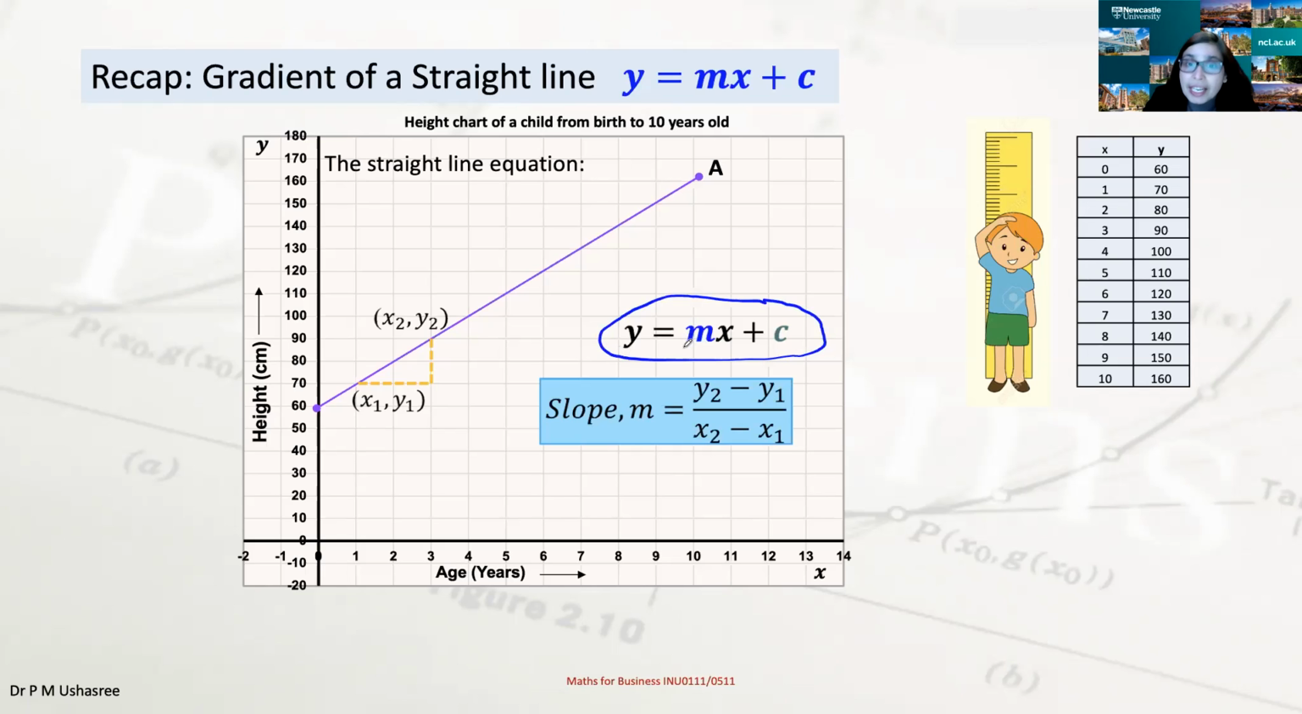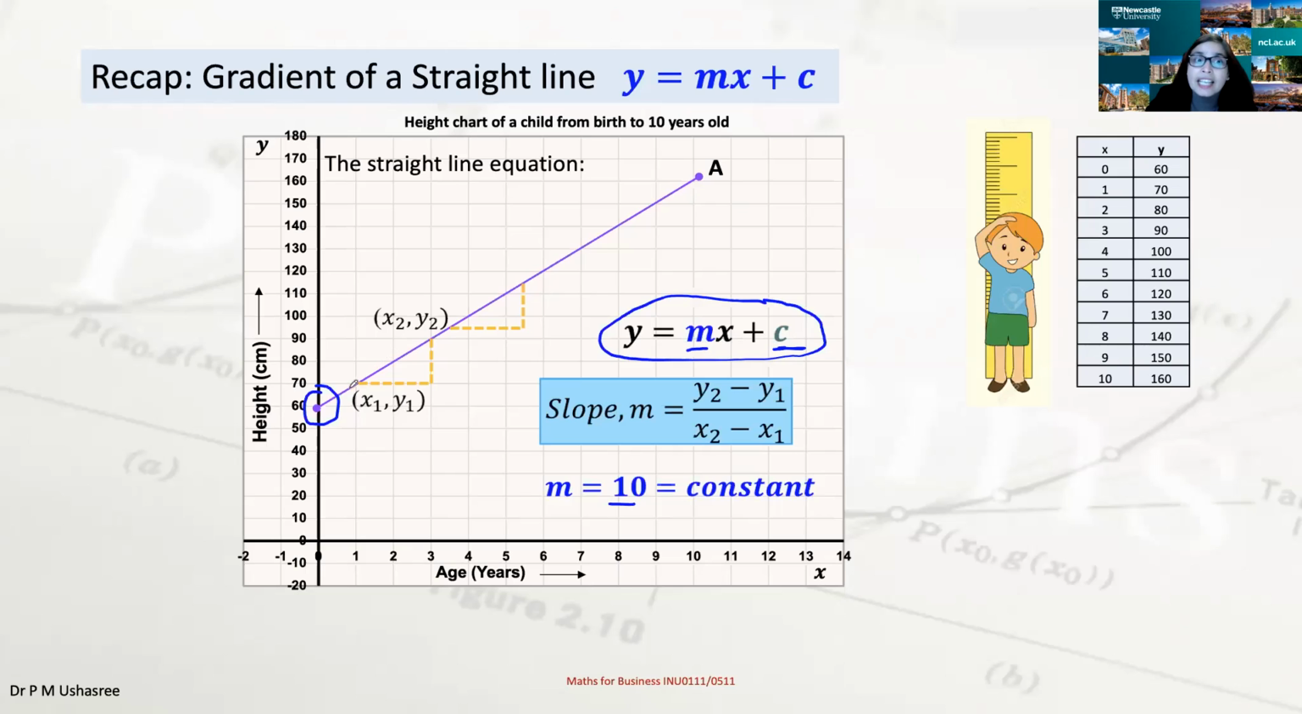So if you are given a straight line, you can find the value of the gradient. You can find the value of the y-intercept, that is the point where the straight line crosses the y-axis. So what is c here? 60. So you can find the y-intercept c and the slope. And we know how to do that. And we found that the slope was constant, equal to 10. At any point on the line, you try to find the slope, it is going to be 10.